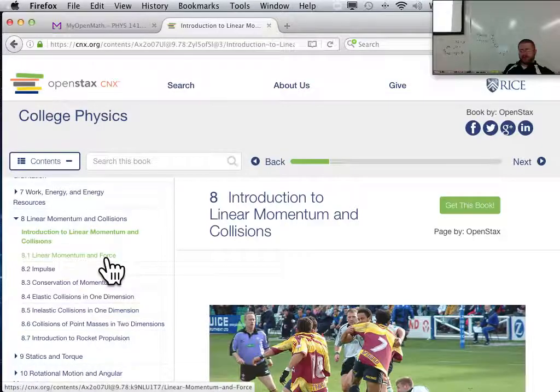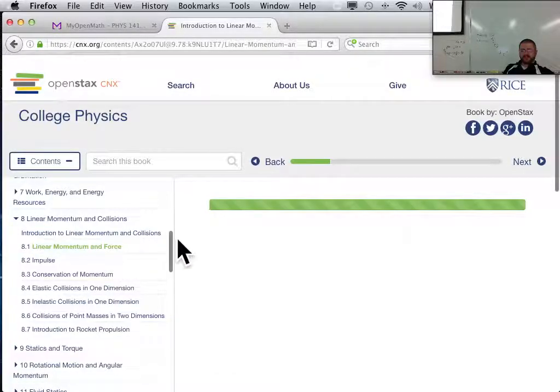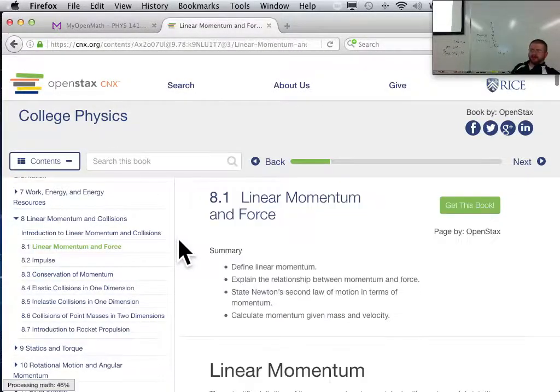But we did 8.1, 8.2, and 8.3 before the long weekend. So let's do a really quick overview of those, and let's move on to the collisions part.